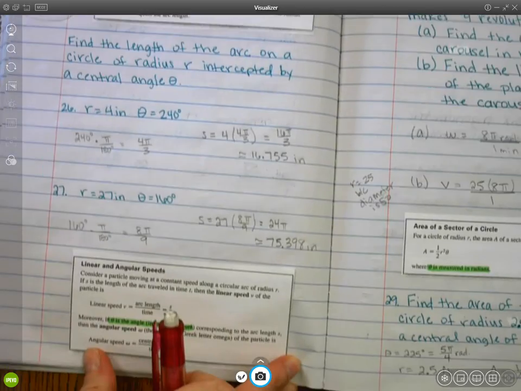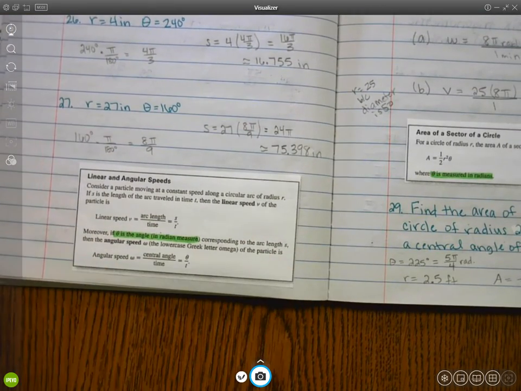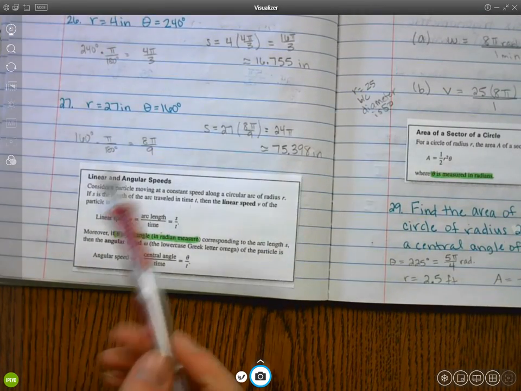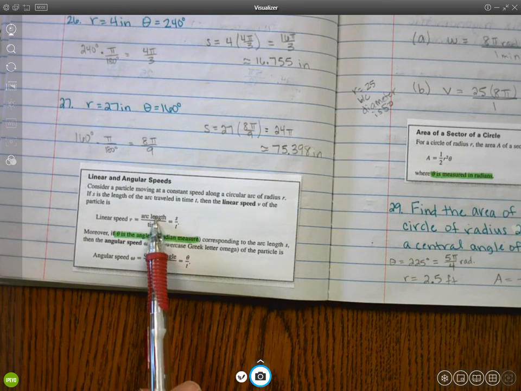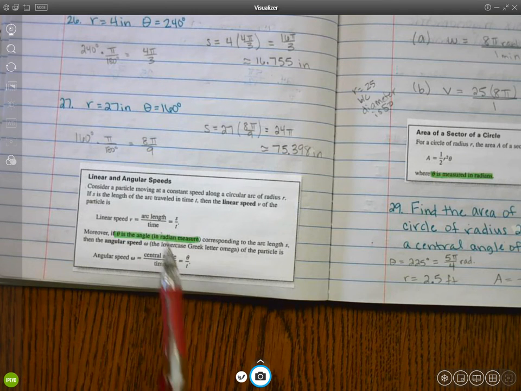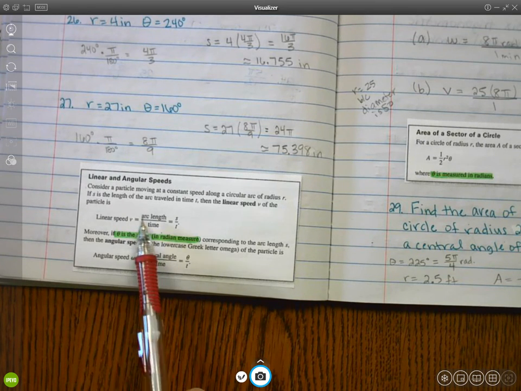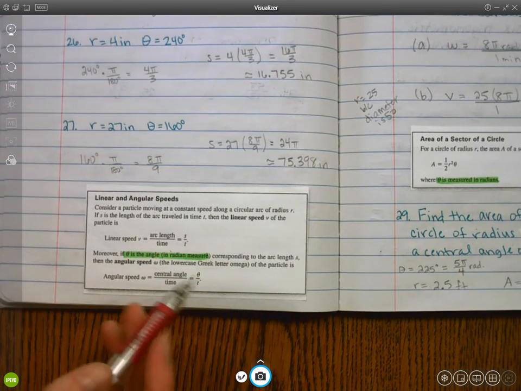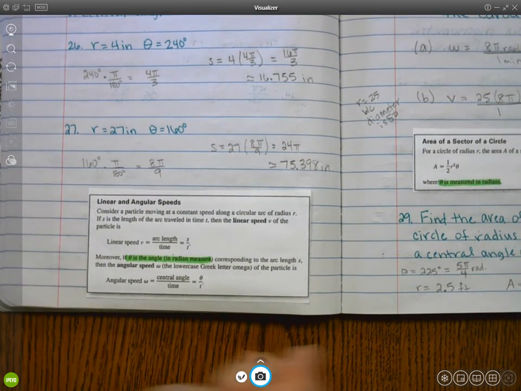All right, so another formula, linear and angular speed. Linear speed is the arc length divided by time. Your angular speed is the central angle divided by time. The difference is whether you're inside the circle or outside the circle. Like if you're riding a merry-go-round, are you going faster if you stand close to the middle or close to the outside? That is why there are 2 different formulas.